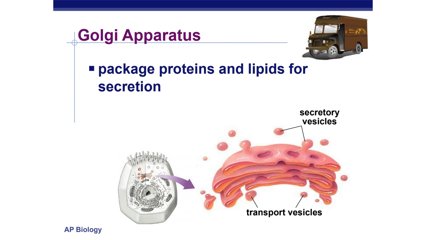The Golgi apparatus, you find more of it in cells that are specialized for secretion, so for releasing things out of the cell. So not packaging things that are going to be used somewhere else locally within the cell, but packaging things that are going to be sent out of the cell.